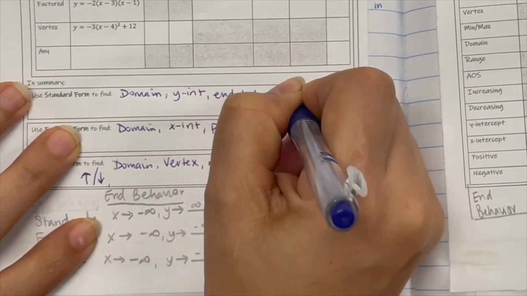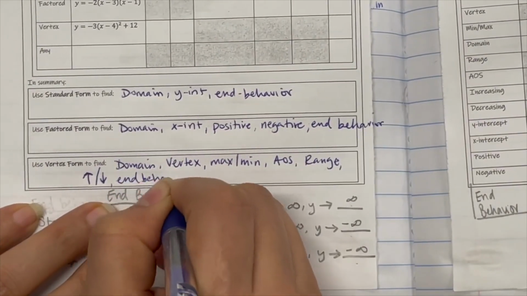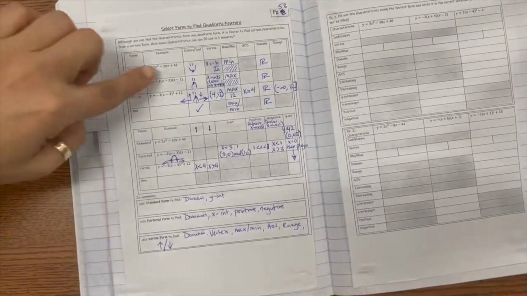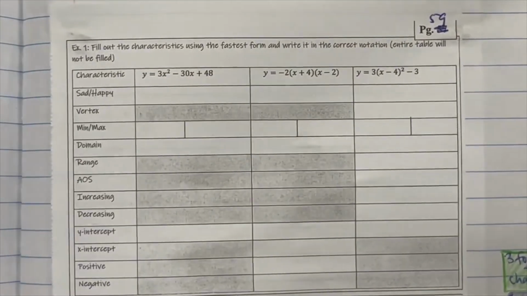This is a listening check, coloring end behavior. Okay, so this is a quick summary of which one is the fastest to find which characteristic. What I want you to do is do this first example, and I'm going to start you off, and then you're going to do it, and then we'll do the second one together.